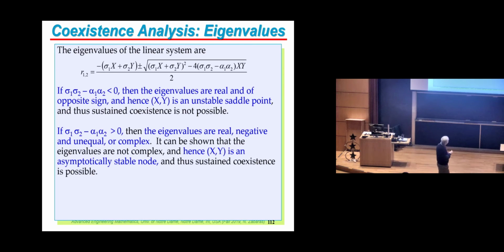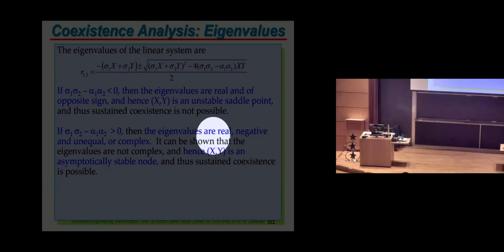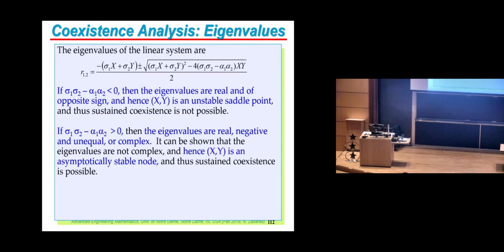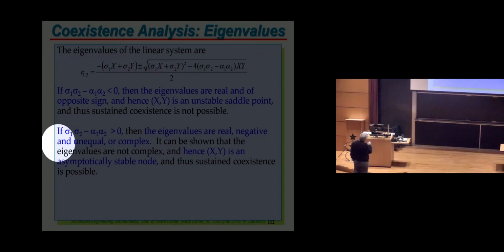So the only way that you can get an asymptotically stable node for these general models is if this condition is satisfied: sigma 1, sigma 2 minus A1, A2 greater than 0. And I remind you that sigma is used to define the saturation point of species X, if you like. It's basically how the species controls its own growth. And the coefficients A1 and A2 define in some ways how one species affects the growth of the other species.